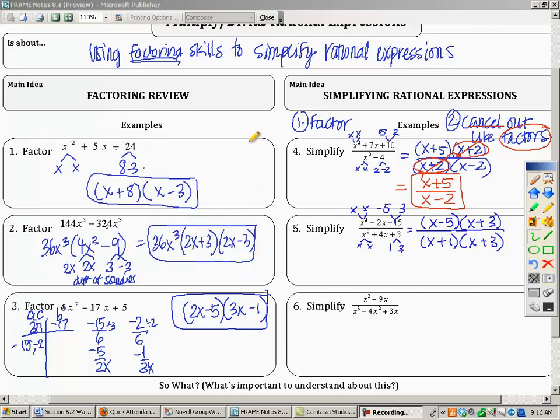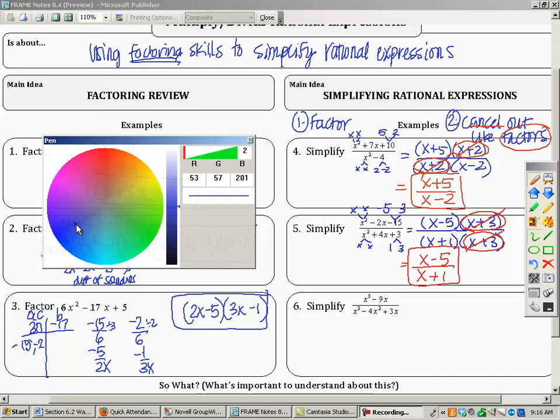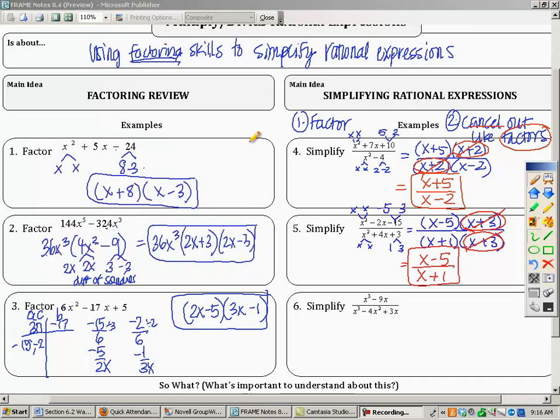Okay, again, I'm going to change my colors because I see I have a plus 3 and a plus 3 on top and bottom, so I cancel. I'm left with x minus 5 in my numerator and x plus 1 in my denominator. Okay, so what are we doing all of this lesson? Factoring, factoring, factoring, and more factoring. Okay, let me go back. Let's do the last one on this page.